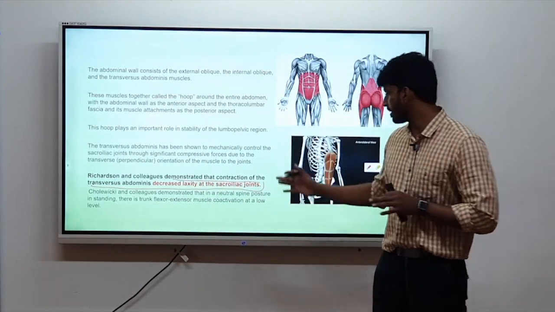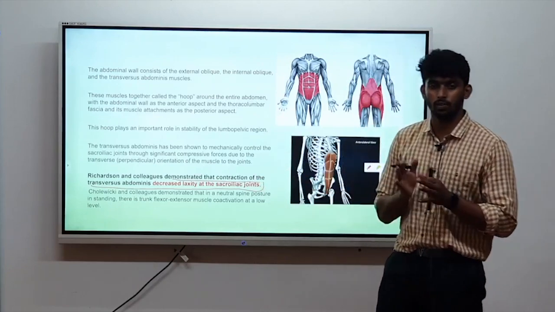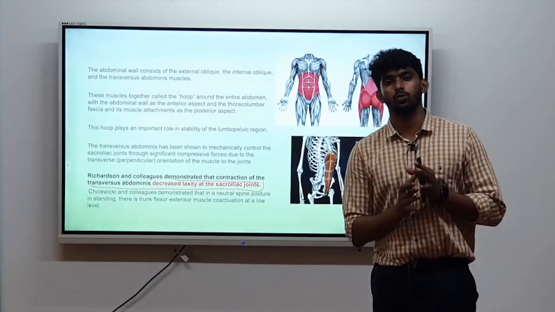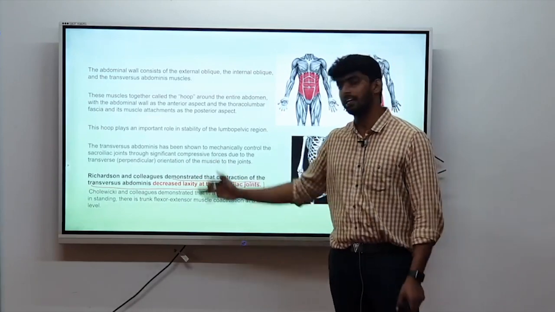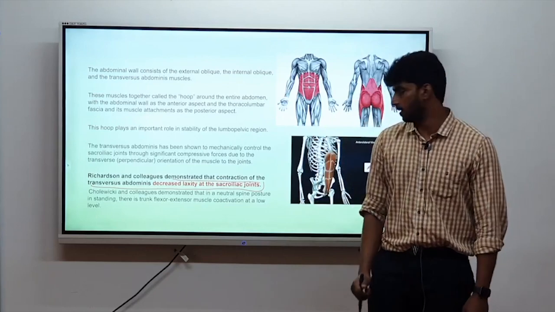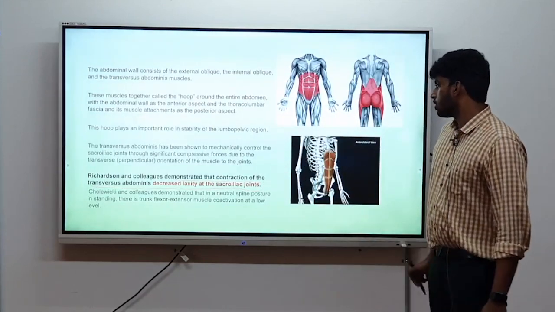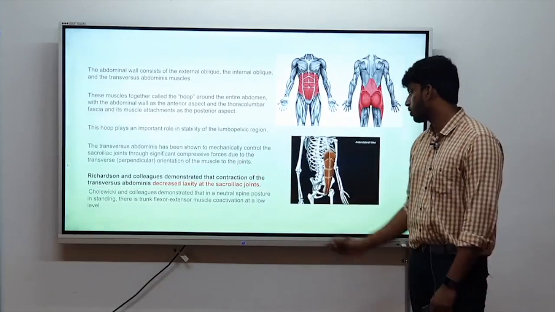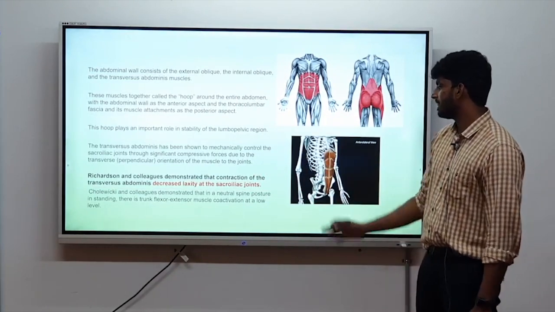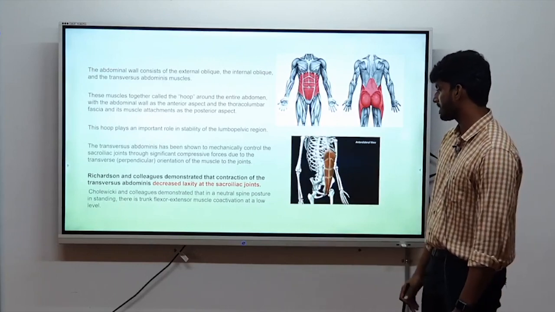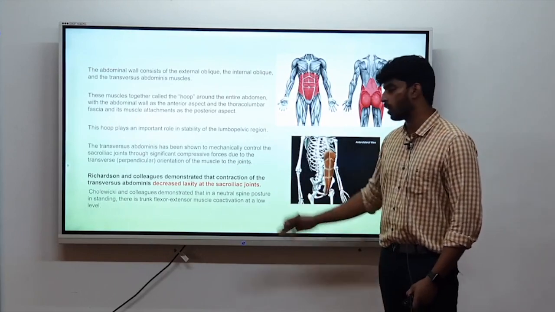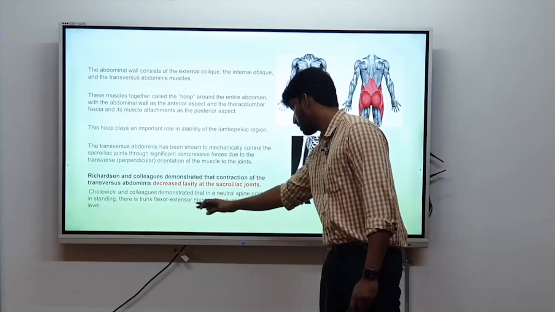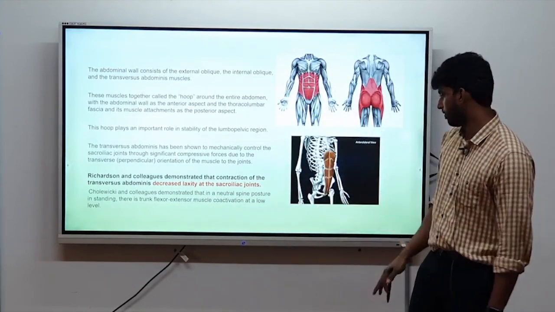So you will be able to understand that if a person is getting SI joint dysfunction, you just have to check the transverse abdominal muscle strength also, or check the orientation or the tenderness of the muscle. Cholewicki and colleagues demonstrated that in a neutral spine posture in standing, there is trunk flexor and extensor muscle coactivation at a lower level. If you are standing erect, the trunk flexor and extensor muscles will be acting at a lower level.